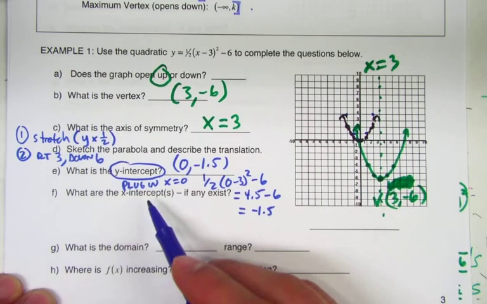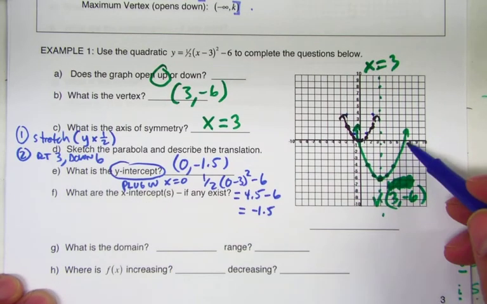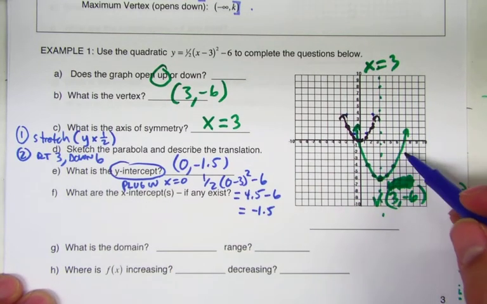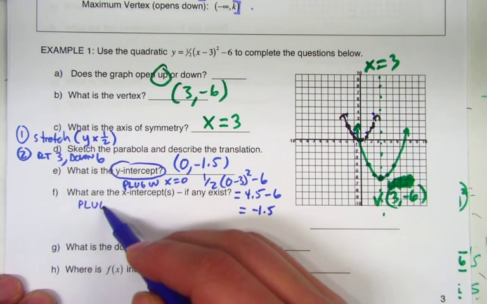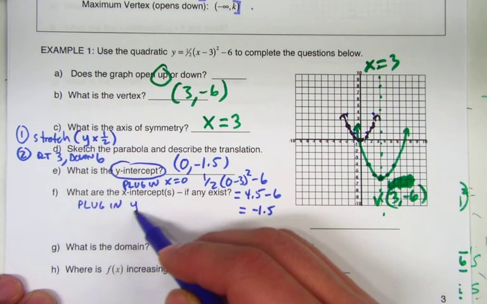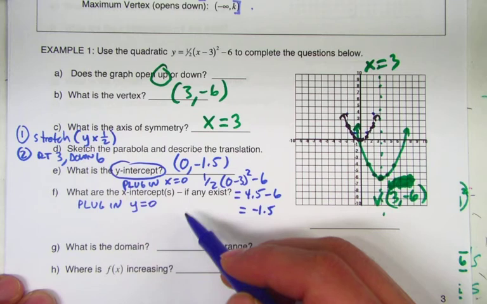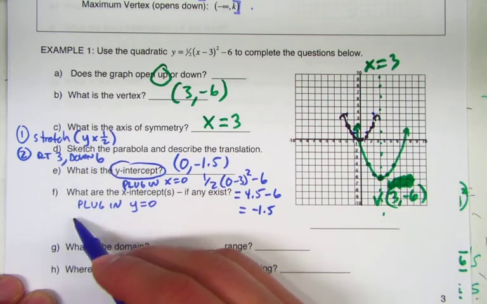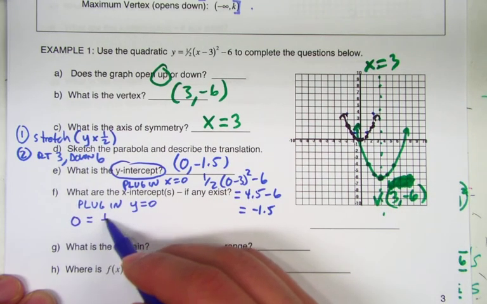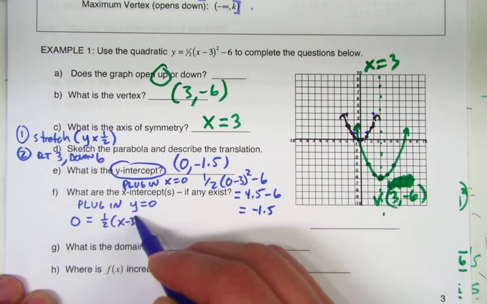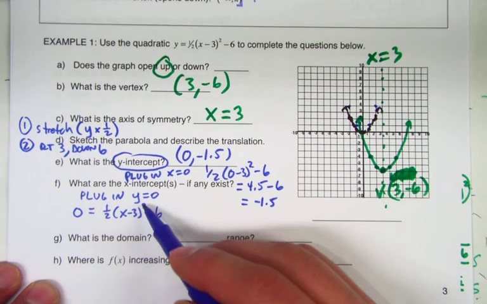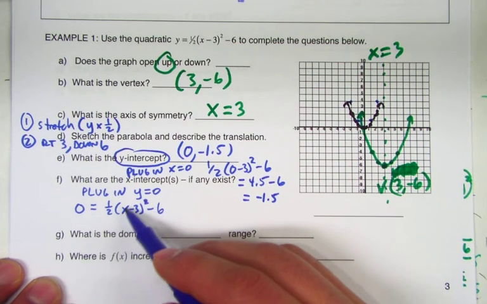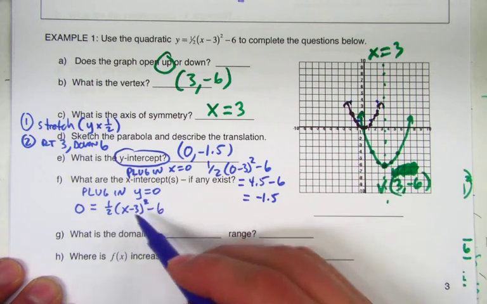Okay, the x-intercepts. Again, I can't really tell what points these are going through. So we could always plug in y equals 0 and then solve. So if I take this equation, set it equal to 0, and then do 1/2 times x minus 3 squared minus 6, since I can move stuff around to get this x by itself, I'm going to do that. So first I'll add 6.